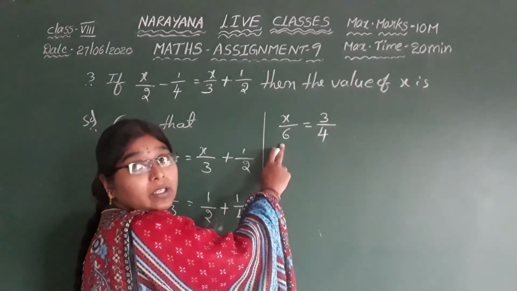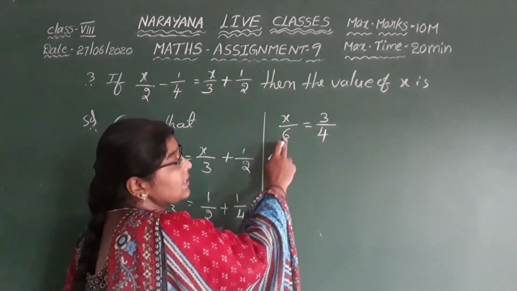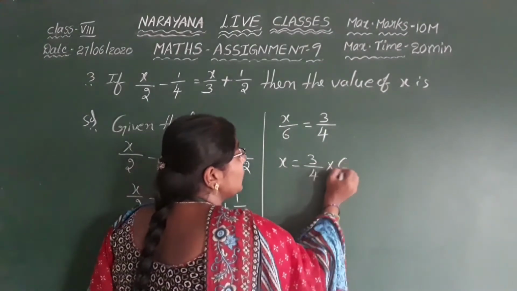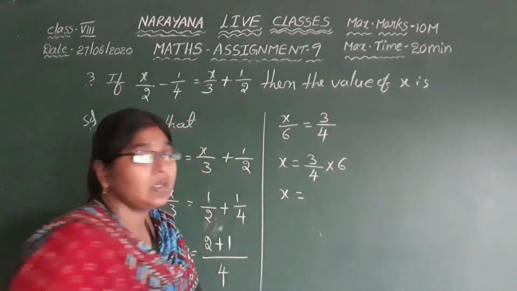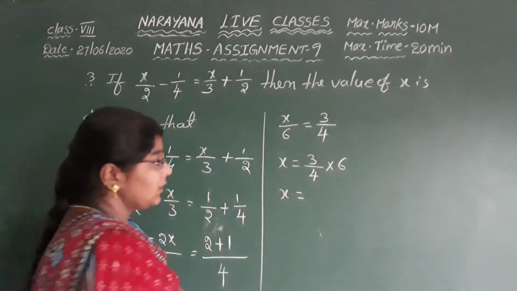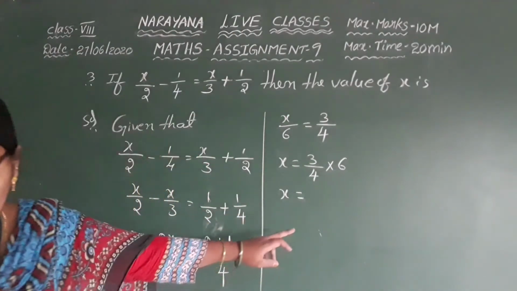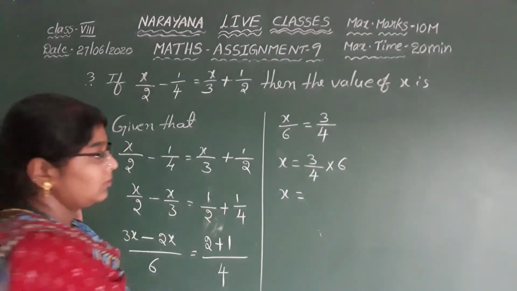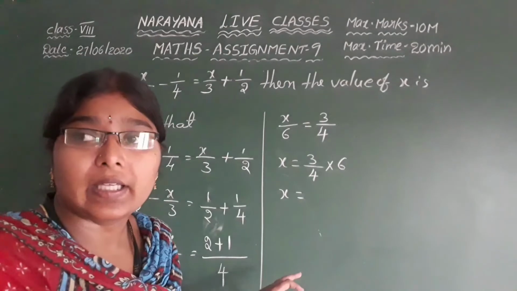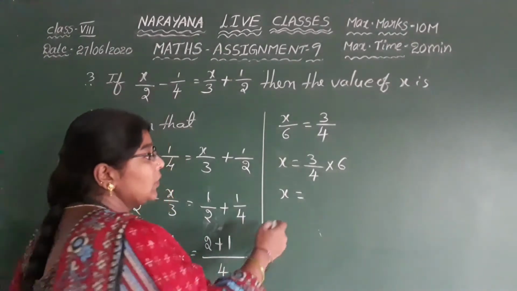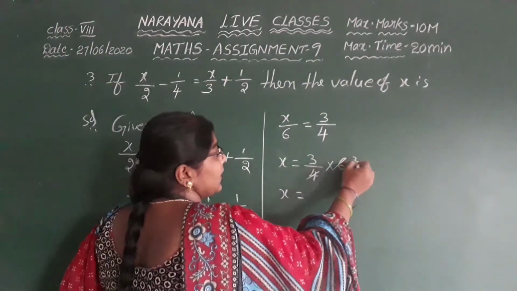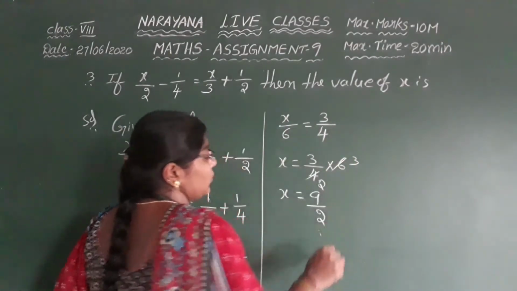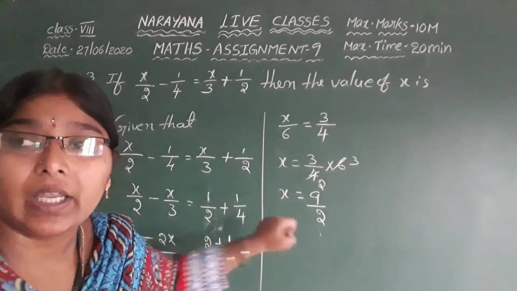Here on the LHS side 6 is there, then going to the RHS side it is multiplication. That means 3 by 4 into 6. So what do we get as the x value here? It is cancelled in 3 times, and 2 table, it is cancelled in 2 times. So 3 3s are 9. 9 by 2. So what did we get? The x value here is 9 by 2.